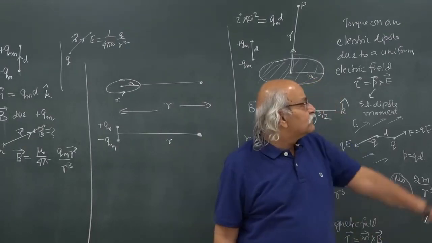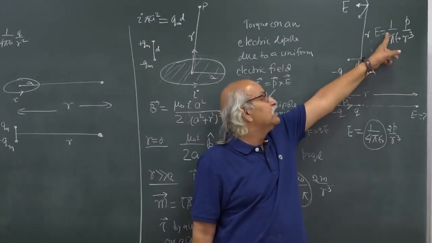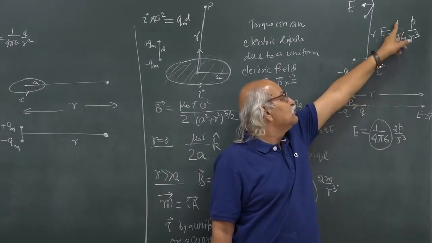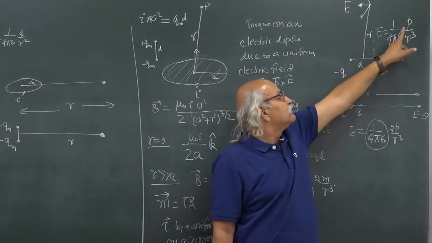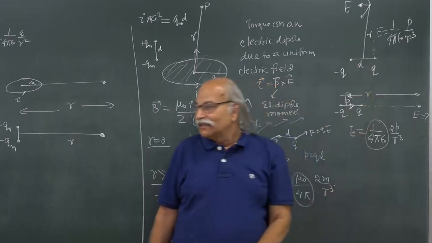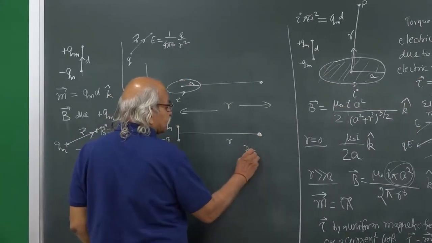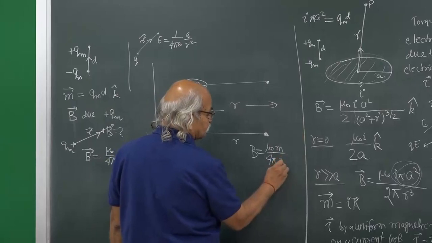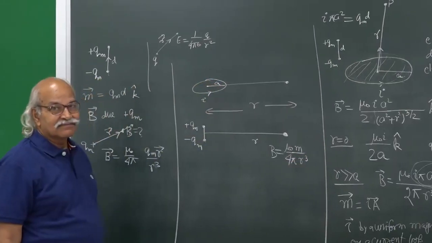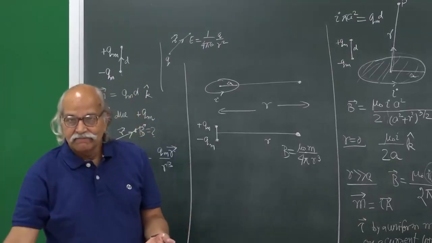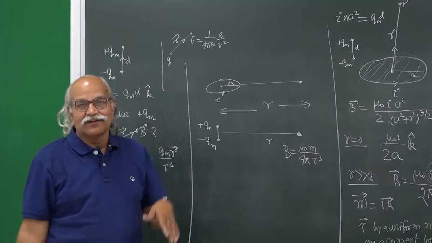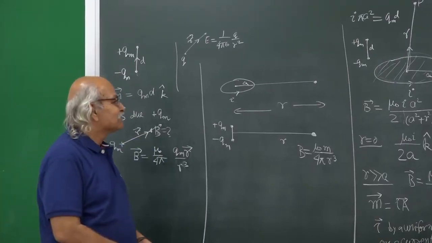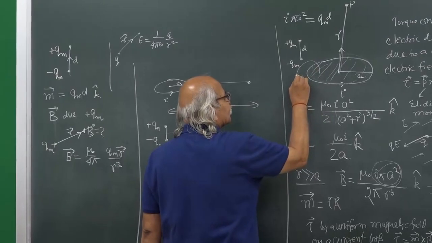What is the magnetic field? Here we know the equation: E is 1 by 4 pi epsilon naught times p by r cube. So for 1 by 4 pi epsilon naught, we will write mu naught by 4 pi, and in place of p we just write m, and we get the equation. So this B here will be mu naught by 4 pi times m by r cube, that will be the magnitude. And of course we know the direction, in that plane going into it. If the current is this way, the magnetic field lines will go and then dip there in this plane. From here they will go like this. So the direction is this.